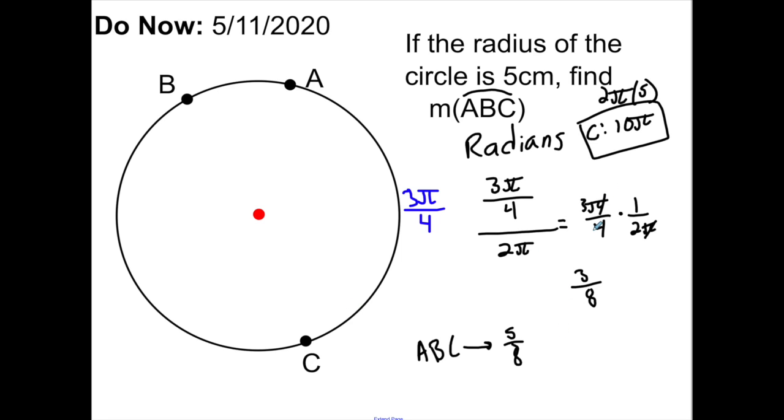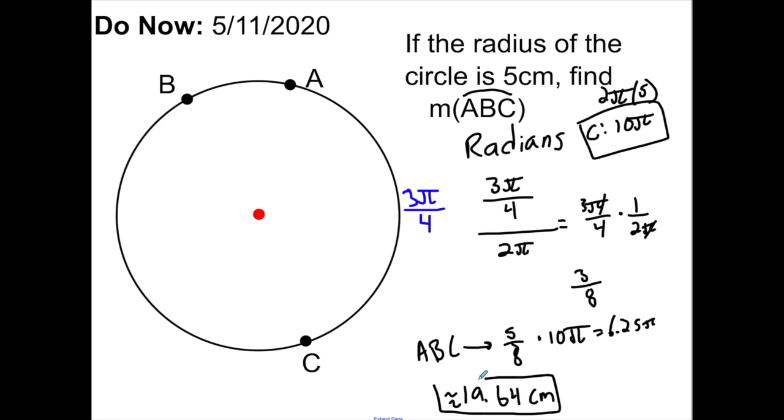So what you do is take 5/8 and multiply that by the circumference. What you get is 6.25 pi, and let's say pi is 3.142. So I get 19.64 centimeters.